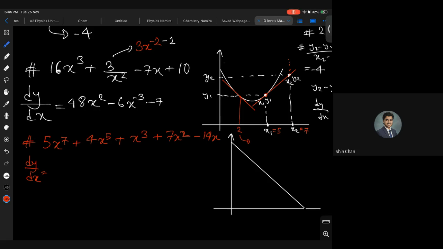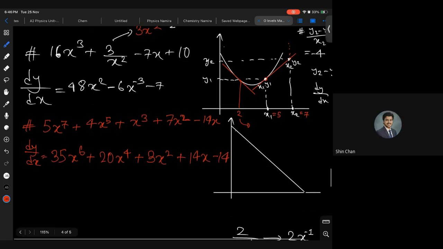So what do we do? We just multiply 5 into 7, which is 35x to the power of 6, plus 20x to the power of 4, plus 3x to the power of 2, plus 14x, minus 14, and that would give us the answer.